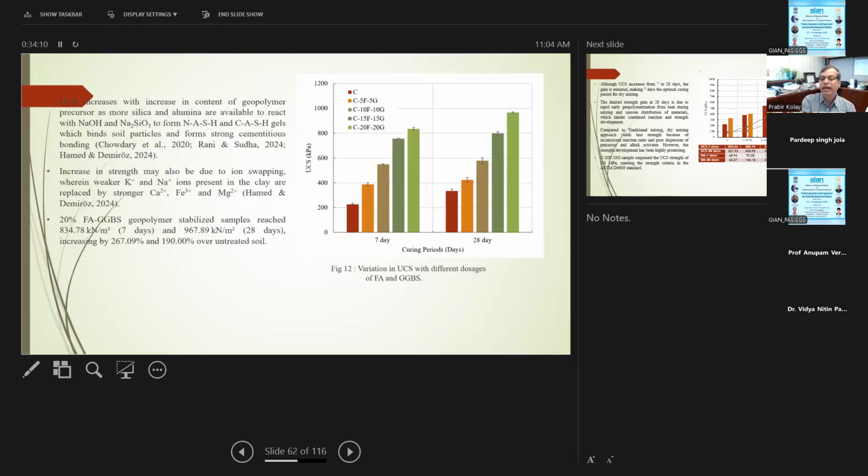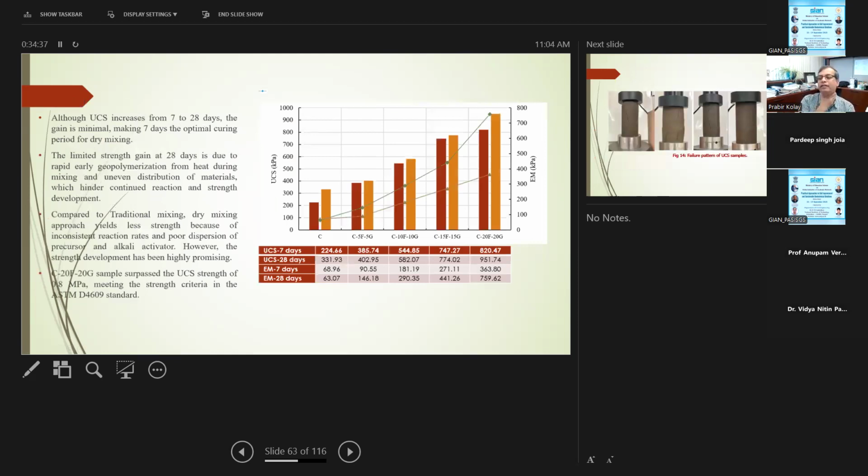This is the UCS strength again for 7 days and 28 days. You see not much difference in the strength between 7 days and 28 days. In some cases, some combinations are almost the same value. In these combinations, 15% fly ash is a little bit more, 20% is a little bit more, but not much difference.